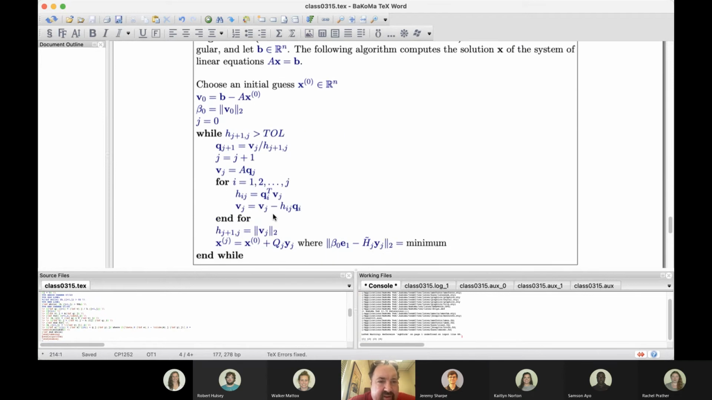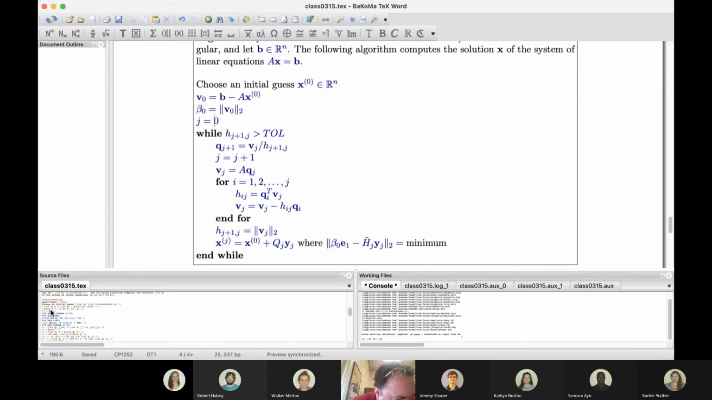Actually, I need to make a change of notation. Something else I remember having to correct in the textbook. Instead of beta naught, I'm going to call it H10. That way, it'll be consistent with this right here. So when j is equal to 0, this is H10. Okay, actually, I should make that correction up above.